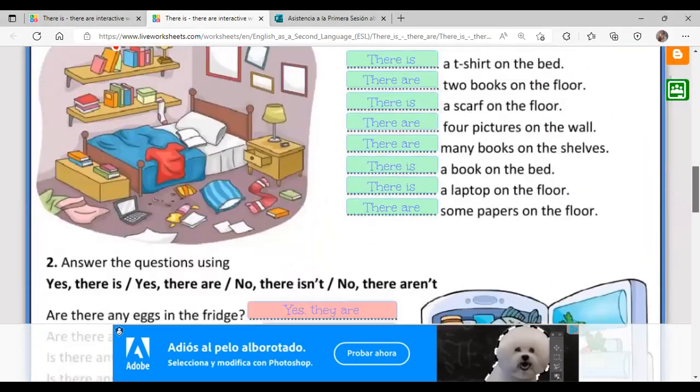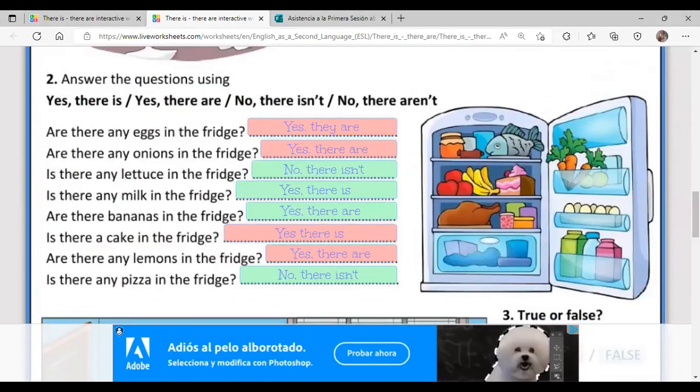Vean, el ejercicio nos puso 8. ¿Por qué? Bueno, porque contestamos, are there any eggs in the fridge? Sí, hay huevos. Yes. Pero aquí hay un error, chicos. ¿Cuál es el error? Que en lugar de there, yo puse they. Yes, there are. Porque si me están preguntando con are there, tengo que contestar con la misma estructura. Entonces, vean, ahí un error. Yes, they are. Es yes, there are.